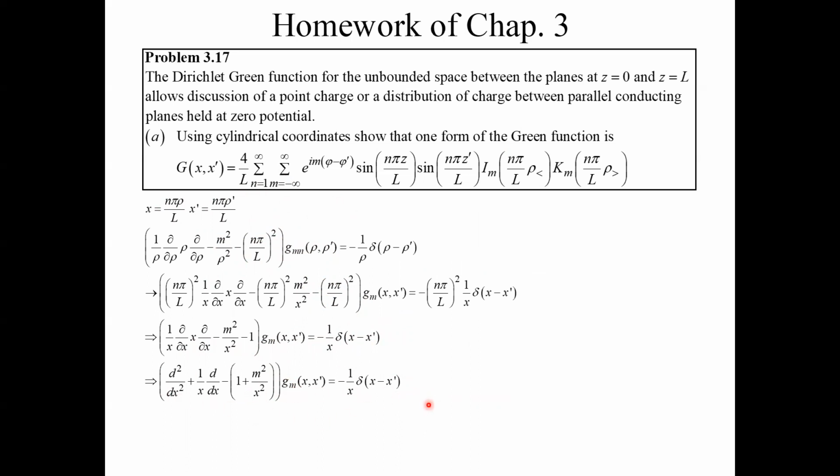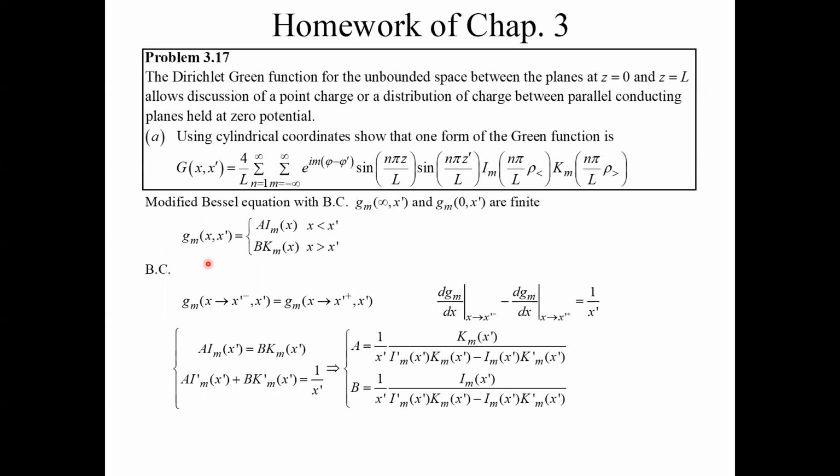And next, we modify the Bessel equation with boundary condition G, and they are finite for x smaller than x prime or x larger than x prime. And we have two approaches, from the negative direction or from the positive direction, and we use the boundary condition here. And finally, we'll get the coefficients A and B. Okay, and next we can.